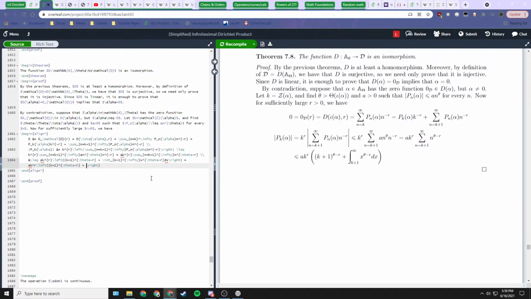So this integral works out to k plus 1 to the power of theta minus r plus 1, divided by theta minus r plus 1, and then this should be negative, so it should actually be negative theta minus 1 and positive r.